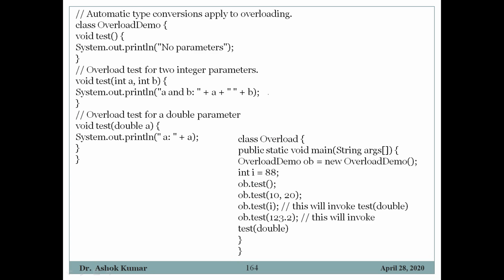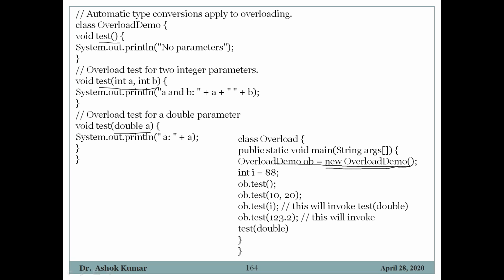So here is another example, and in this example again we have the test method, but this time three test methods are there. One is without parameter, another method is with two integer type parameters, and the third one is with the double parameter. But here only one line is important that I want to show you. We are creating the object over here first.